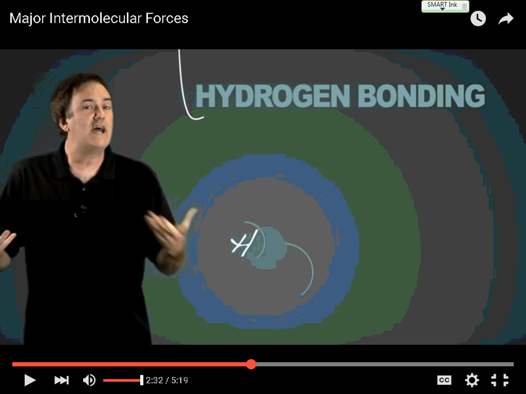Dipole-dipole forces is the next strongest, and London dispersion forces are the weakest. So the way I've got them ordered on your paper is weakest to strongest. And he gave you a little drawing on the dipole-dipole if you want to give yourself a quick sketch.